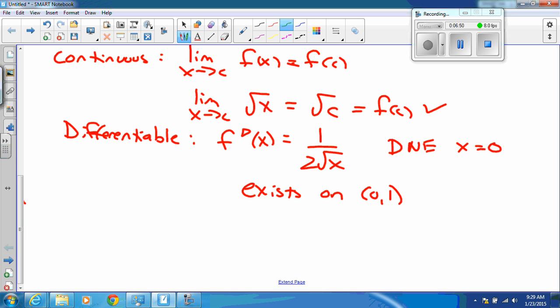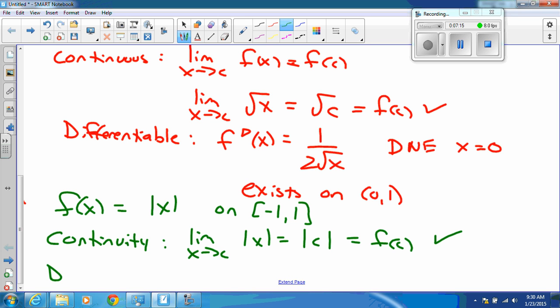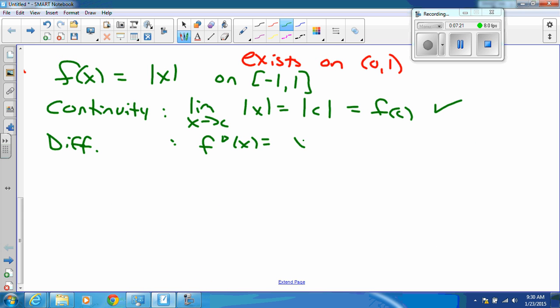Now let me give a contrasting example. Let's say I have f of x is equal to the absolute value of x on negative 1 to 1. And so I check continuity. I check the limit as x goes to c of the absolute value of x, which is equal to the absolute value of c, which is equal to f of c. So we're continuous. No surprise there. And then I check differentiability. And f prime of x is equal to x over the absolute value of x, which does not exist when x is equal to 0.